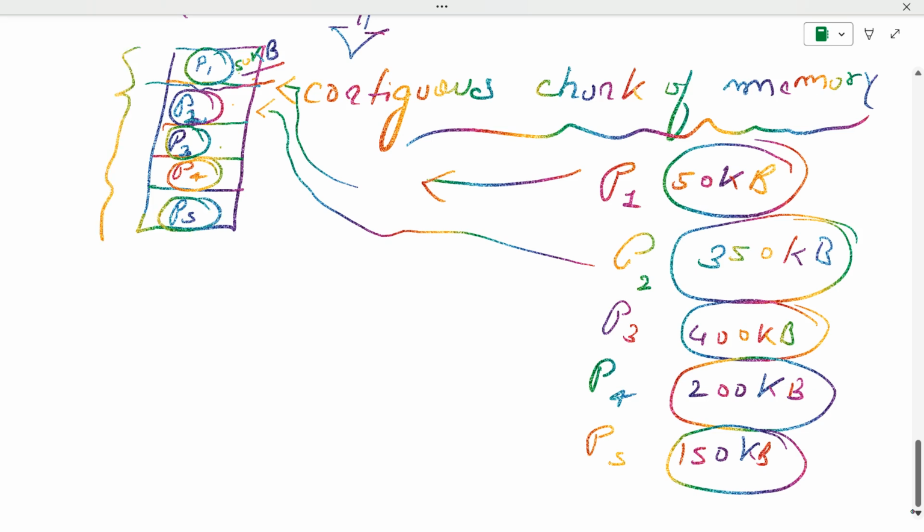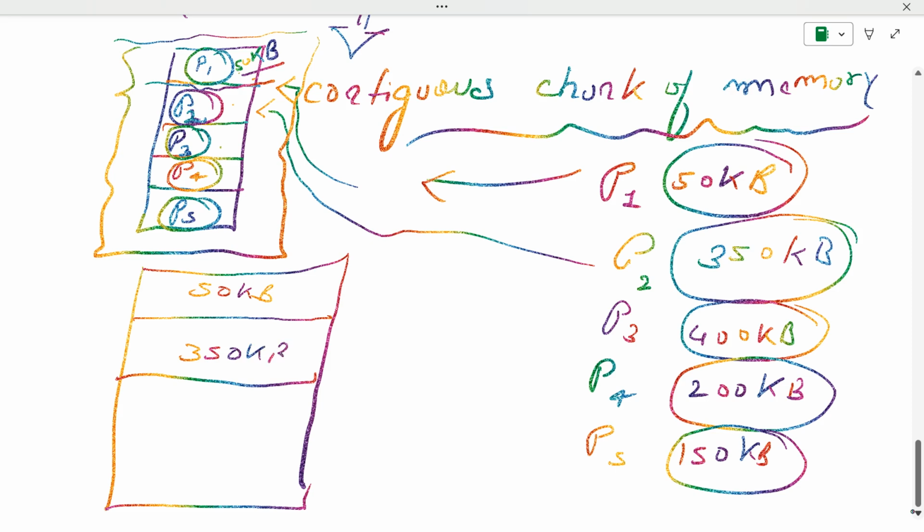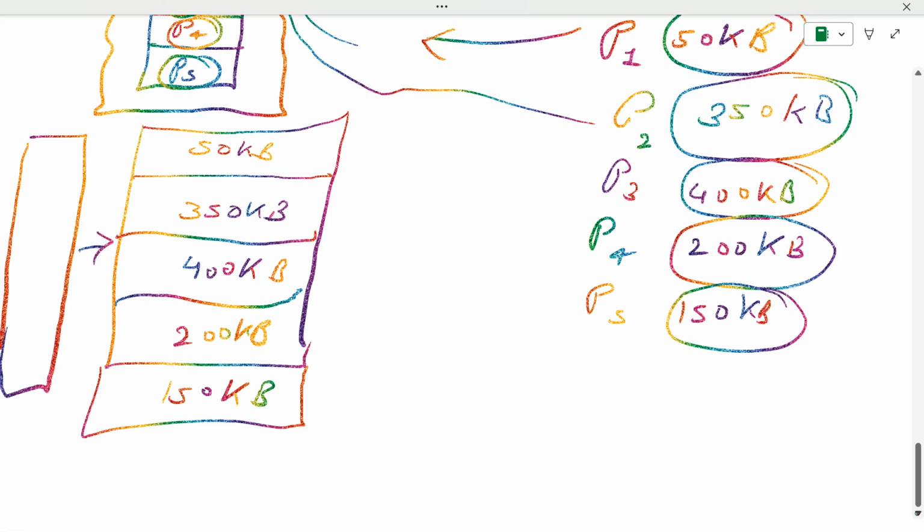Now all these processes have been placed into memory, and the undivided memory has been divided into partitions: here 50 kb, then after P2 this chunk is 350 kb, after that 400 kb, then 200 kb, and due to P5 again the memory is divided into 150 kb. So from a continuous, undivided memory like this, it gets divided with the coming of the processes.